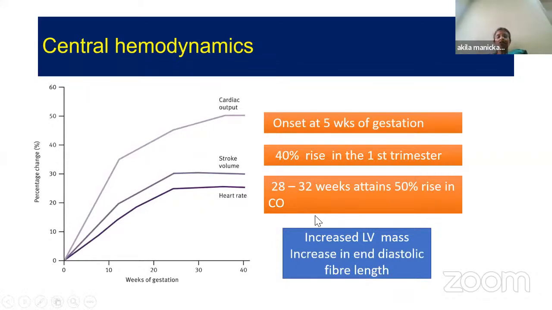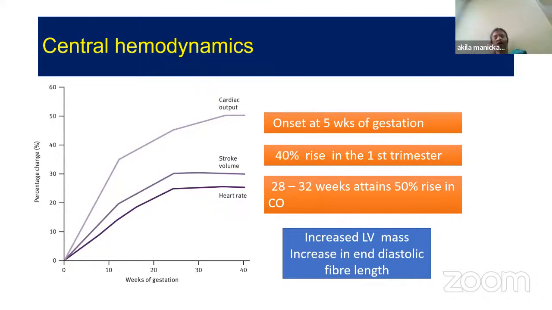This increase in cardiac output is primarily brought about by, as I already told you, an increase in left ventricular mass. In addition, the plasma volume also increases as told before. So both of these contribute to an increase in end diastolic fiber length. The blood volume increases by 40%. So the preload to the heart increases, and whenever the preload increases, the end diastolic fiber length increases, which ultimately results in increase in cardiac output. So it is both the contractility and the increase in end diastolic fiber length that ultimately improves your cardiac output.